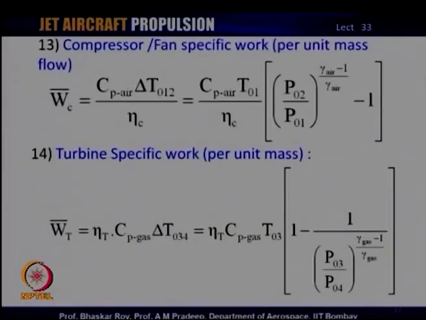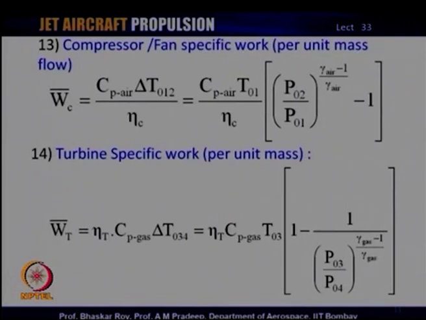If we look at the work to be done for the compressor or fan, which we talk about as specific work, that is given in terms of Cp air into delta T, and this is written in terms of the pressure ratio. These are the relations which you have done in your compressor chapter earlier, and we are invoking those relations here again in the matching procedure. The turbine specific work also can be written in terms of the turbine efficiency, the Cp for the gas, the turbine temperature change, and again using the turbine pressure ratio, we can connect the work to the turbine pressure ratio.